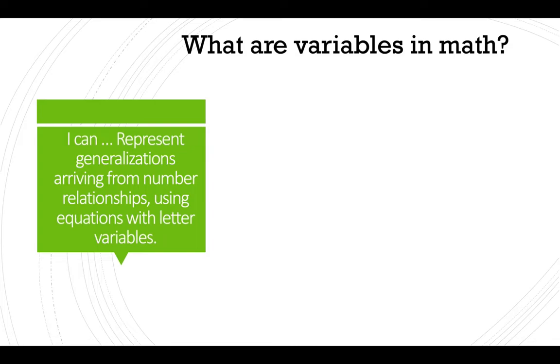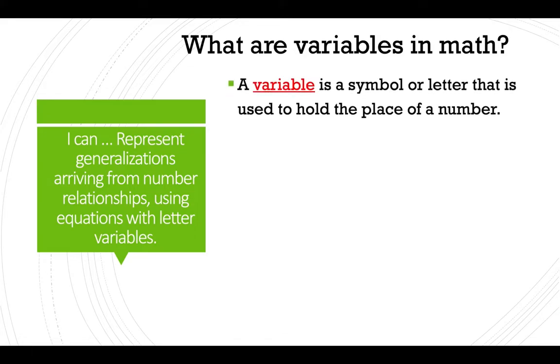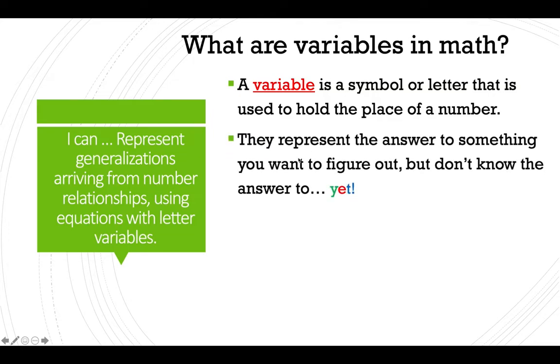Okay, so first of all, what are variables in math? Now we hear about variables. I'm sure you have little alarm bells going off in your brain right now because we use variables in science to represent something that is changing or something that stays the same. In math, a variable is a symbol or a letter that is used to hold the place of a number. So basically, it's like a placeholder. It's just kind of like sitting there, that would represent a number, okay? You'll get the hang of this as we do more. So basically, they represent the answer to what you want to figure out, but don't know the answer to yet. So it's holding the place, okay?